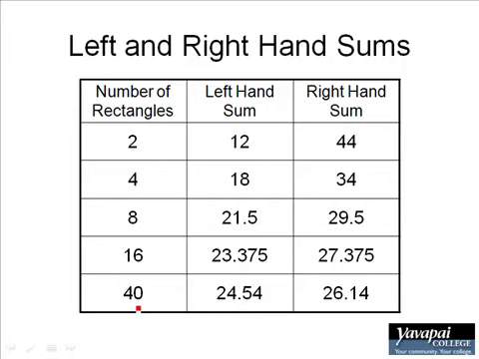So when I get all the way out to 40 rectangles, the left-hand sum, which is an underestimate, is 24.54 units of area. The right-hand sum, or the overestimate, is 26.14 units of area. So now they only differ by about 1.5. Compare that to the 12 to 44, we're doing much, much better. And I could continue to go ahead and add more rectangles, and these estimates would zero in on a value that looks to be somewhere around 25.